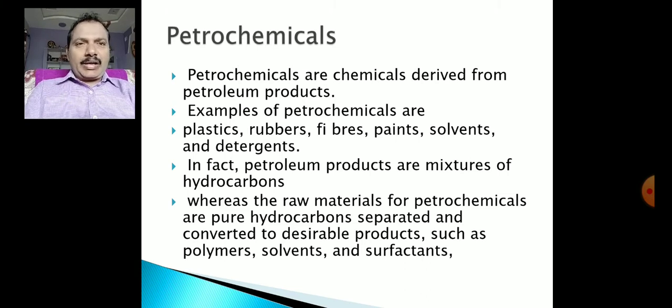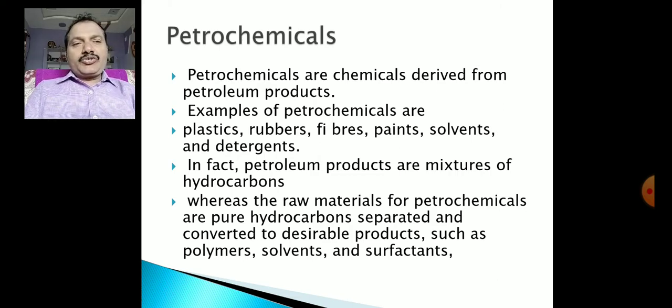And what are petrochemicals? So, petrochemicals are chemicals derived from petroleum products. For example, plastics, rubbers, fibers, paints, solvents, and detergents. And these are the examples of petrochemicals usage, how these materials are manufactured with the petrochemicals. Petrochemicals play an important role in manufacturing these items.